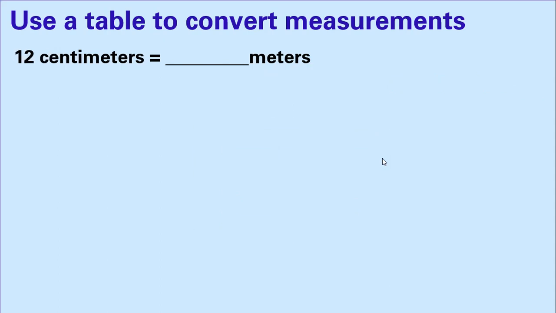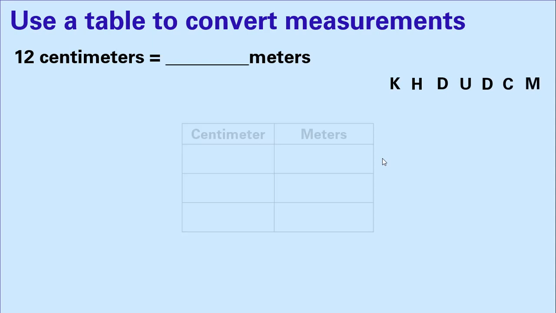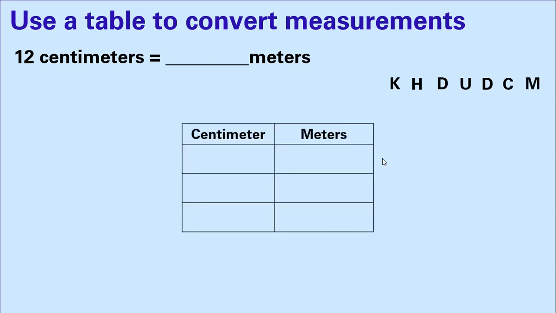12 centimeters, rewritten as meters. King Henry died unusually drinking chocolate milk. Here's our table. We're starting with centimeters, which is why that goes first, and we're ending in meters, which is why that goes second. We're going to underline the C for centi and the U for meters because meters is a type of unit. We're moving over 1, 2 places. We know meters is larger, so we're going to be dividing. 10 times 10 is 100, so we know we're dividing by 100.